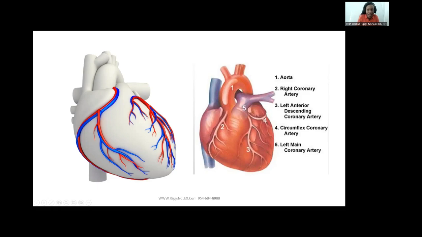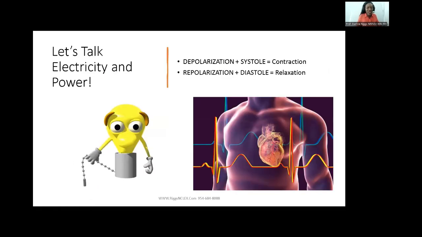Okay. All right. Deep breath. So that was a quick anatomy and physiology. So hopefully if you did this a while ago while you were in nursing school, this is a refresher. Okay.